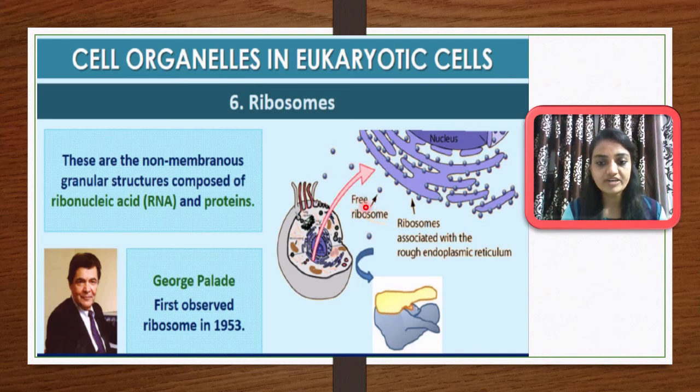Free ribosomes, and ribosomes associated with the rough endoplasmic reticulum, mitochondria and chloroplast, were first observed by the scientists George Palade and Desai in 1953. George Palade observed this organelle for the first time, and that's why these organelles are also considered Palade's particles or Palade's grains.